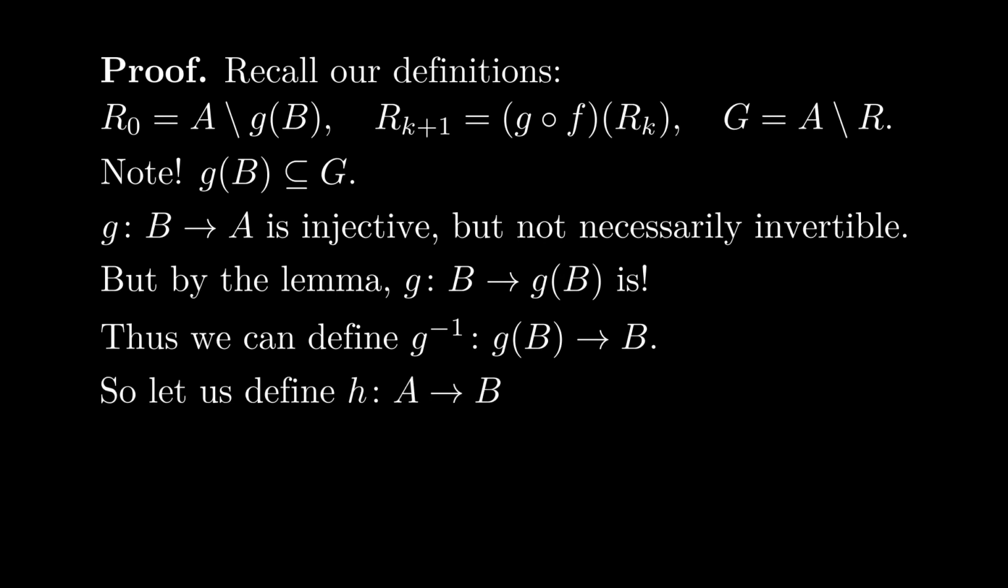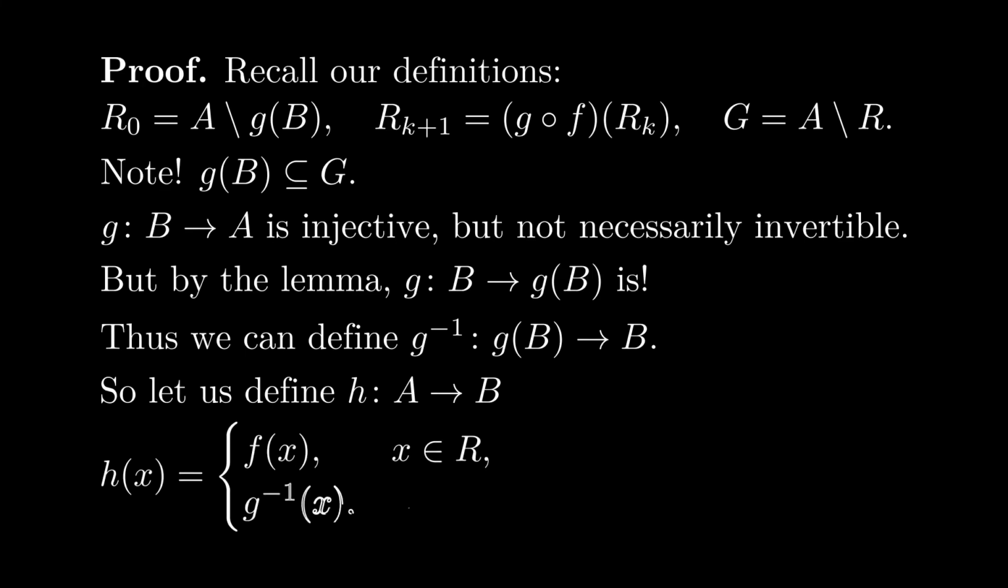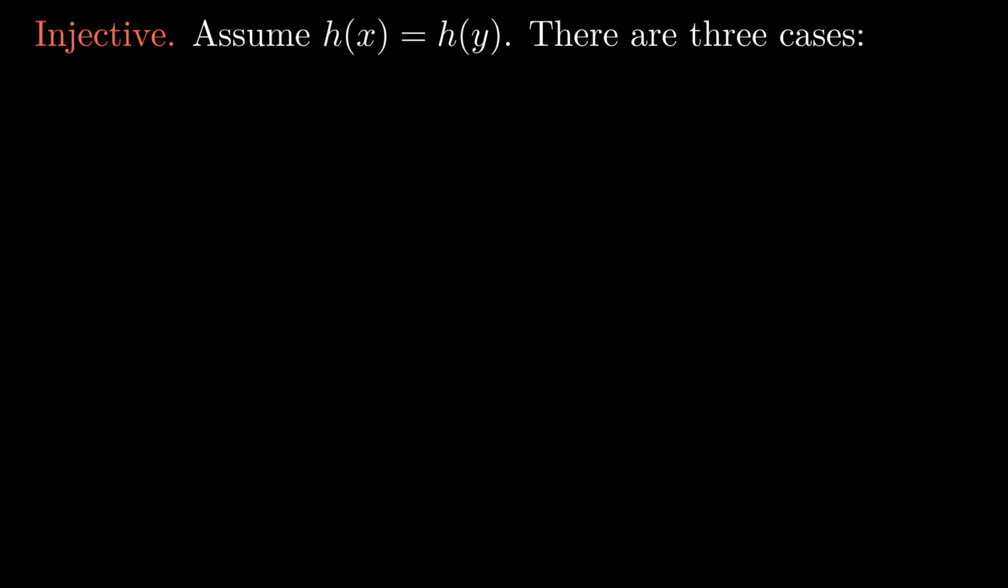For any red point, H will be f of x, and for any green point, H will be G inverse of x. And again, let's recall, F and G were the maps we were given that were themselves injections. We constructed G inverse by restricting its codomain, and now we're defining H piecewise. Okay, now we're going to prove that H is injective.